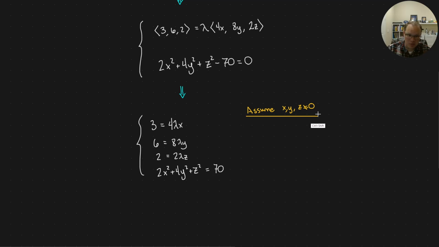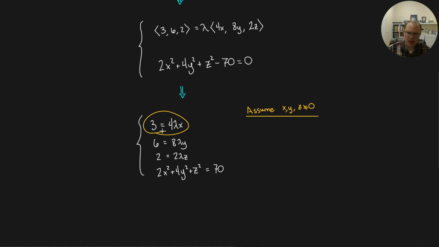Again, as usual, we will have to consider the case that they are equal to 0. Just because we're assuming that they're not doesn't mean that setting one of those equal to 0 won't give us a solution. So we're assuming they're not 0 for now. We'll have to go back and think about what happens if they are 0 later. Okay?